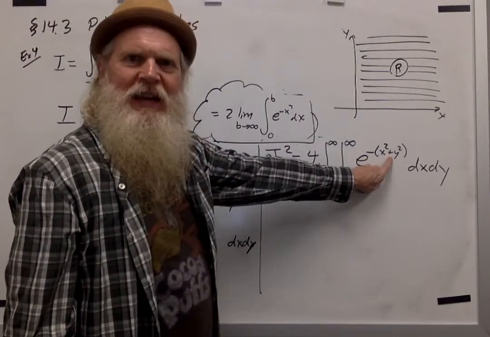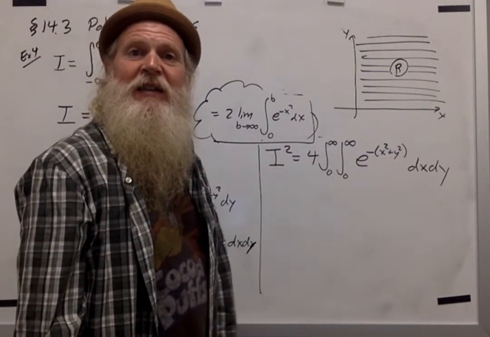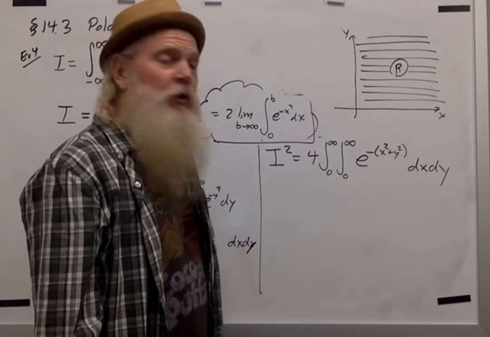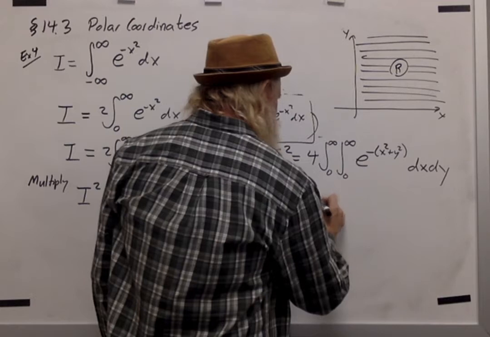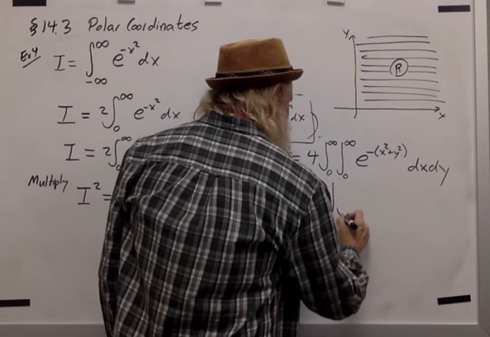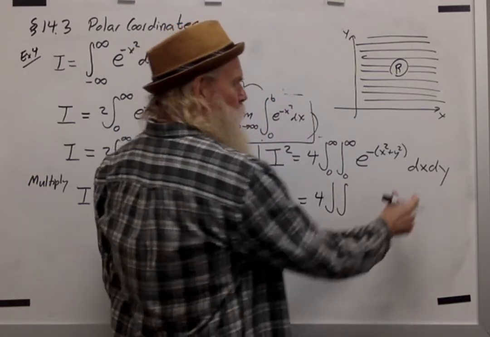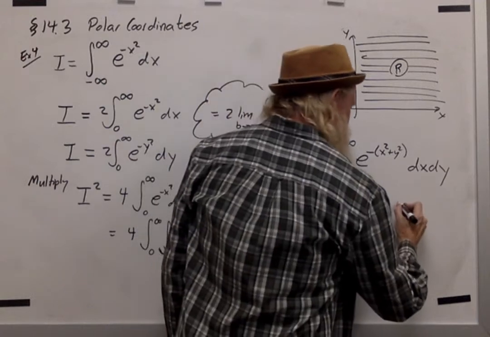Notice, though, that with this x squared plus y squared, that gives us the idea that we might want to use polar coordinates to carry out the integral. That turns out to be a really good idea. Now, in polar coordinates, dx dy becomes r dr d theta.